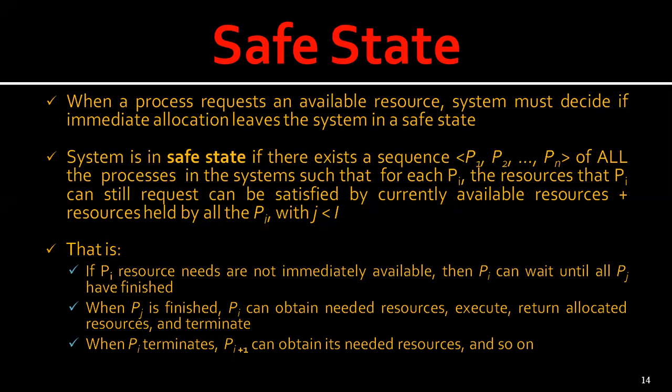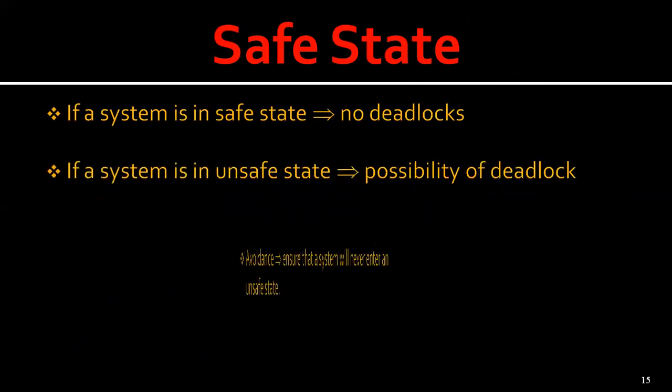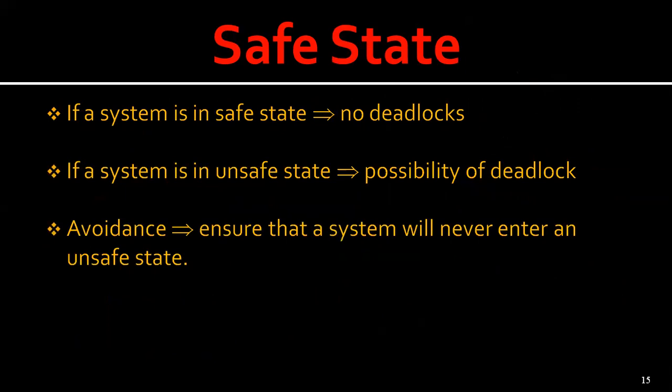So a safe state is not a deadlock state. Conversely, a deadlock state is an unsafe state. Not all unsafe states are deadlocks. That is, if a system is in a safe state, that implies no deadlock occurs. If the system is in an unsafe state, there is a possibility of deadlock. And we can avoid these deadlocks by ensuring that the system will never enter into an unsafe state.